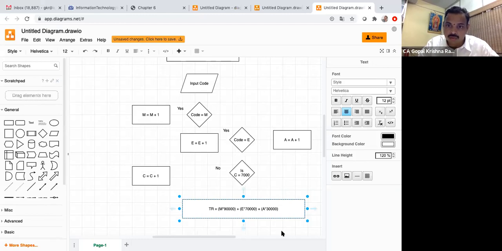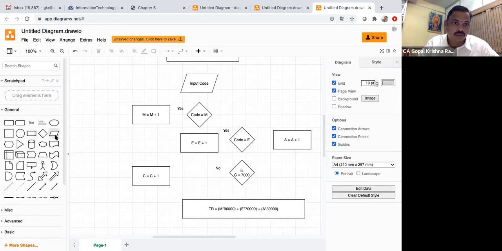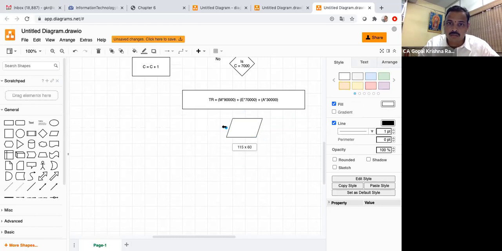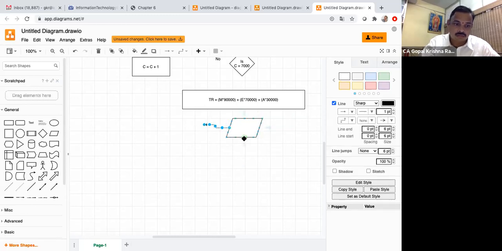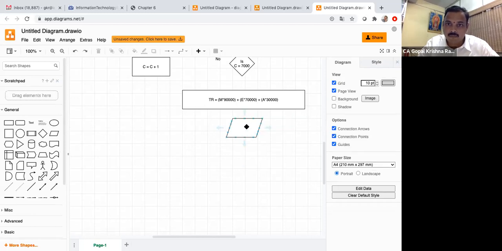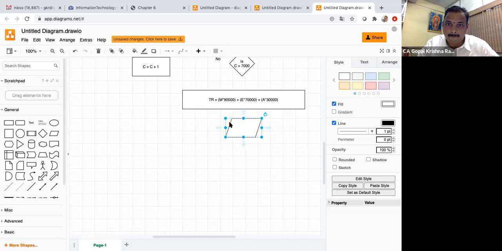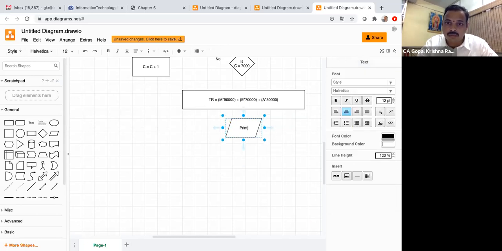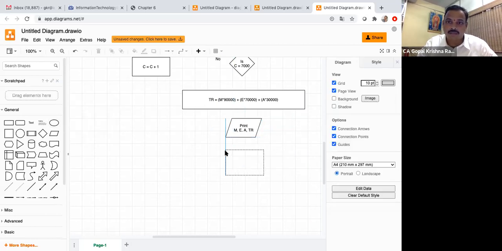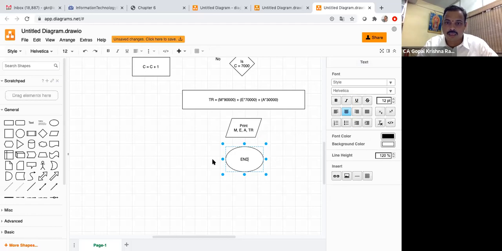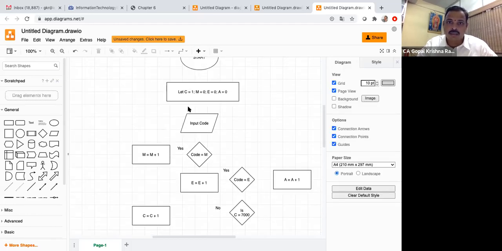This is total revenue. So then what is printout? Printout is again your parallelogram. So what do you have to print? You have to print your number of students in medicine, number of students in engineering, number of students in arts, and the total revenue. That's all. Then end. Okay, so now let's connect all this.